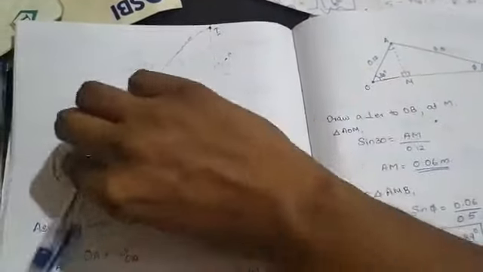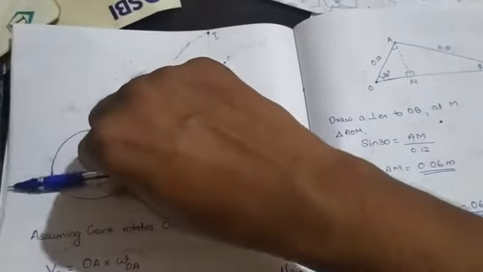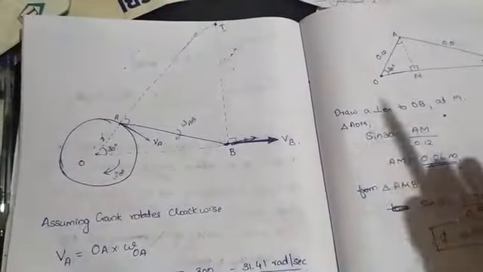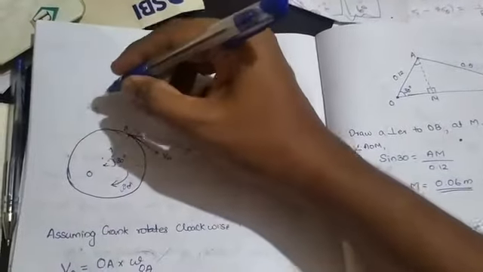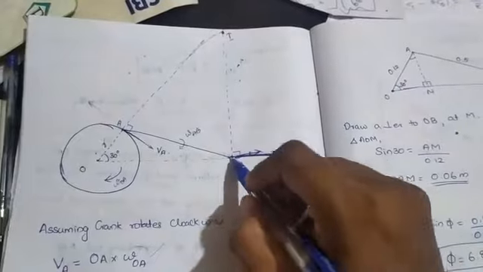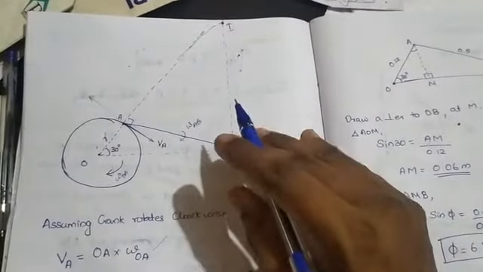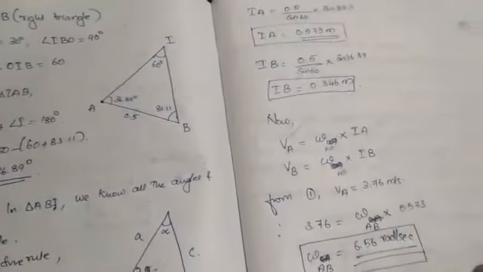I assumed it as clockwise, sometimes it will be anti-clockwise. The only thing is the direction will change, that's all. Nothing other than that will change. If you're drawing VA, you need to draw like this, and you need to draw VB like this. That's all. I hope you understand this problem. This is very, very, very important.